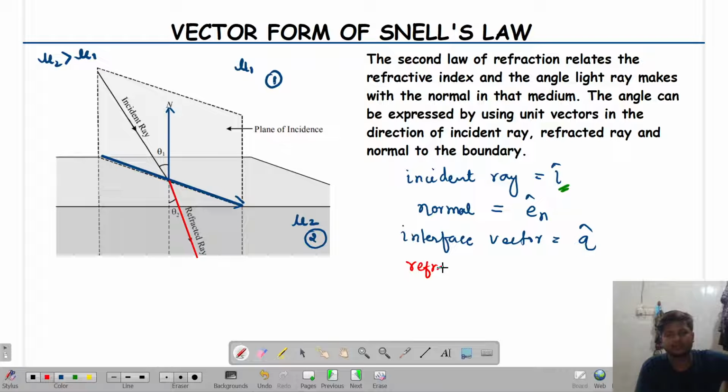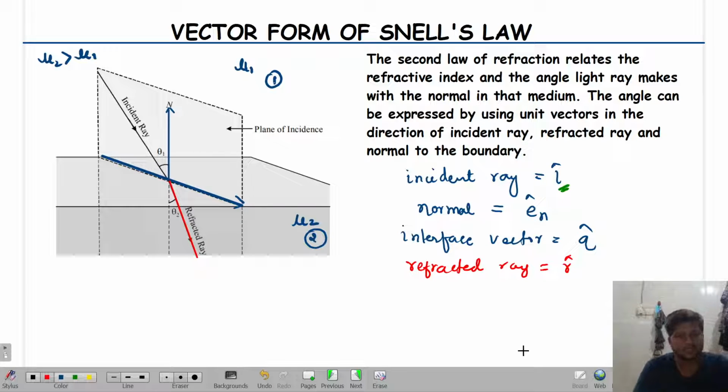So I am representing my refracted ray by a unit vector r cap. Got it or not? All of these notations I have made clear. So four notations are there: first, the incident ray I cap; second, the normal direction En cap; third, the interface vector that is Q cap; and last, the refracted ray which is represented by r cap. Got it or not, everyone?